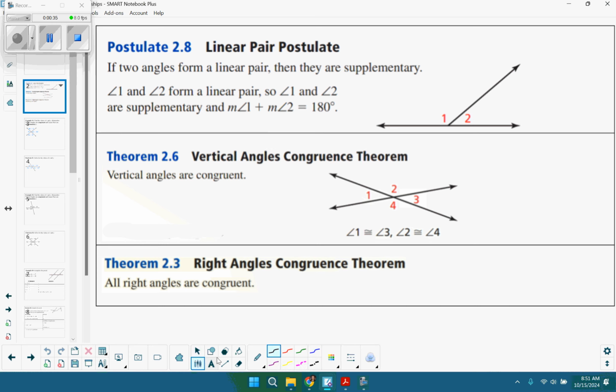Vertical angle theorem told us that vertical angles are congruent. So in this picture, vertical angles are angles across from each other. They're formed by the same lines. So angle 1 would have been congruent to angle 3, and angle 2 would have been congruent to angle 4.